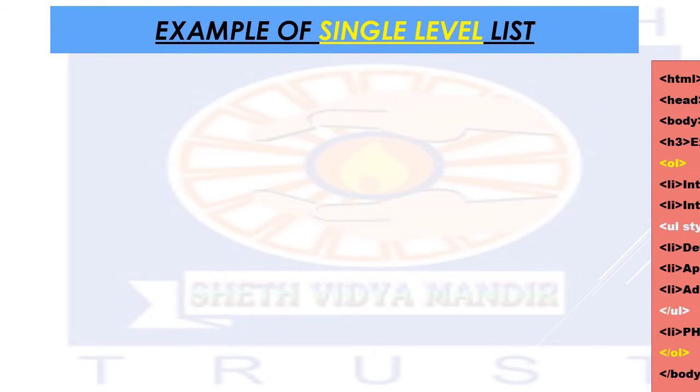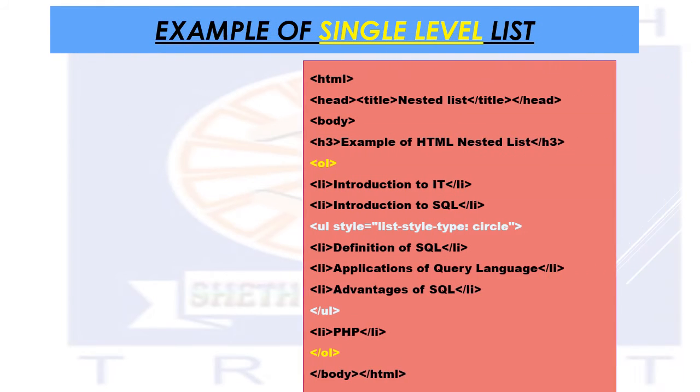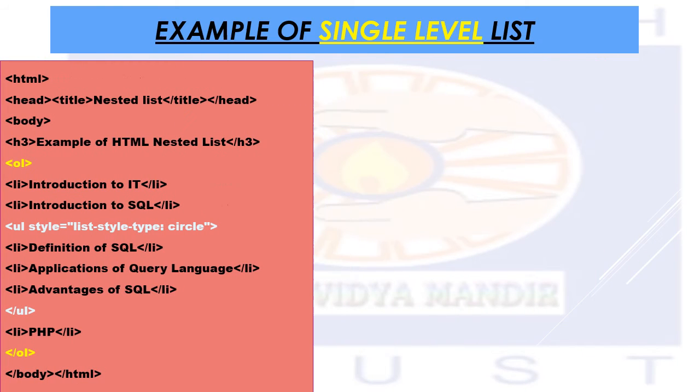Example of single level list. Here comes the example again, single level list. You can see here the OL tag is opened. In that OL, the similar LI tag I have given because it is an ordered list. So you just have to give the OL and LI tags.